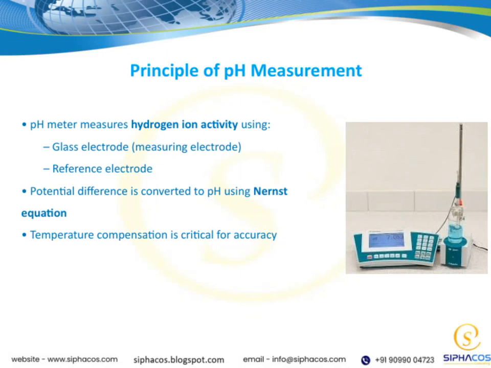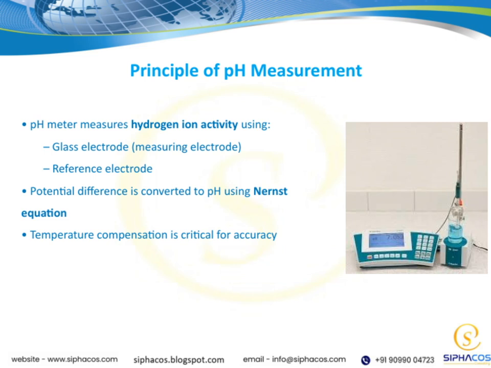So, a pH meter essentially measures hydrogen ion activity in a solution. It does this using two main components: a glass electrode, which acts as the measuring electrode, and a reference electrode. The glass electrode is sensitive to hydrogen ions, while the reference electrode provides a stable baseline. When these electrodes are immersed in a solution, they generate a potential difference, or voltage, that corresponds to the pH level.